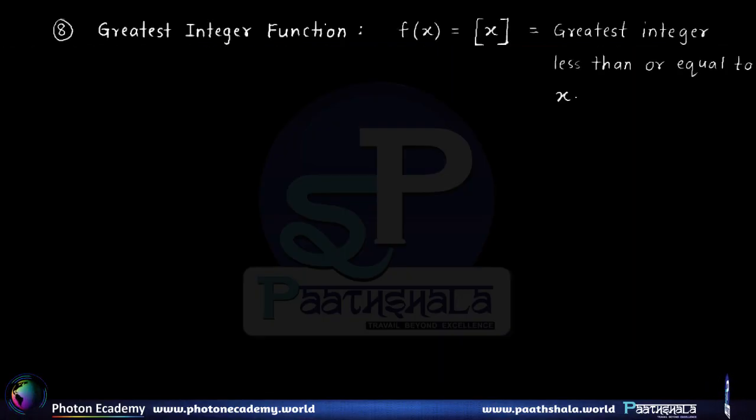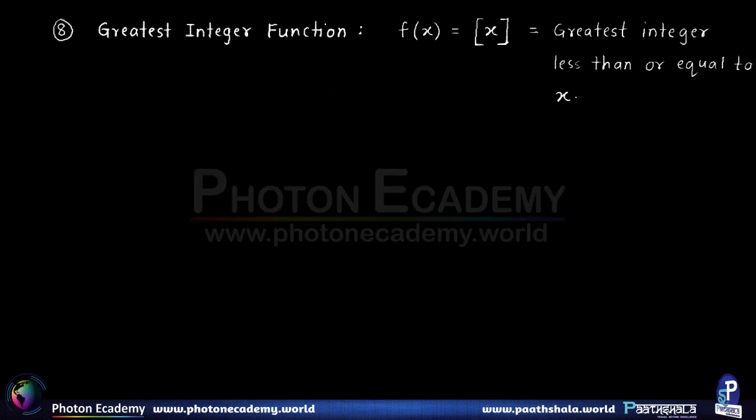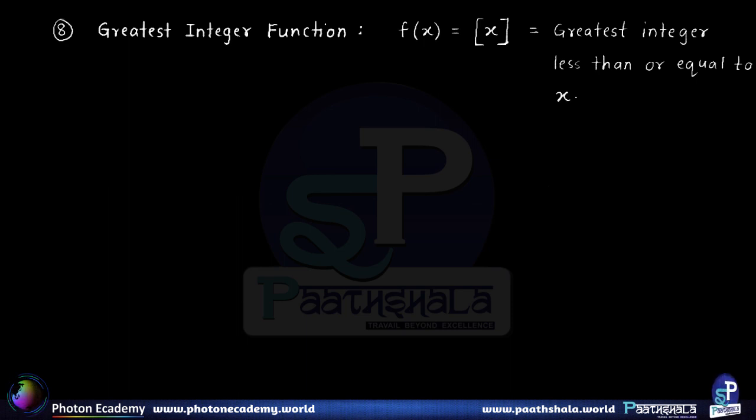Now we study the next function, which is the greatest integer function, and it is denoted as x written in square brackets, right? This function is defined as the greatest integer less than or equal to x. So that means whatever is the greatest integer which is either less than or equal to the given number x is called the greatest integer function and denoted by bracket x.